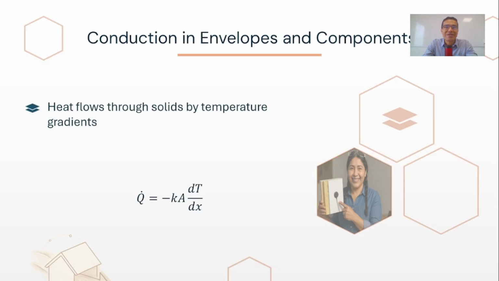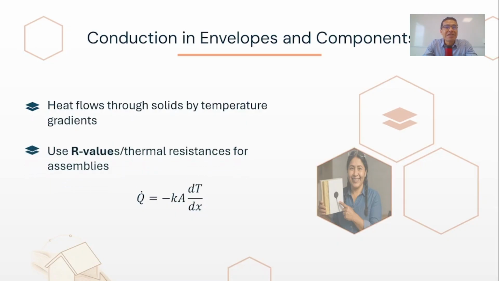First up, conduction. Imagine heat moving through a solid object, like a wall, from a hot side to a cold side. This is driven by a temperature gradient, meaning heat always wants to go from where it's hot to where it's not. In building design, we often talk about R-values or thermal resistance. Think of R-value as a material's resistance to heat flow. The higher the R-value, the better the insulator. We use this concept to figure out how much heat is conducted through things like walls and roofs.